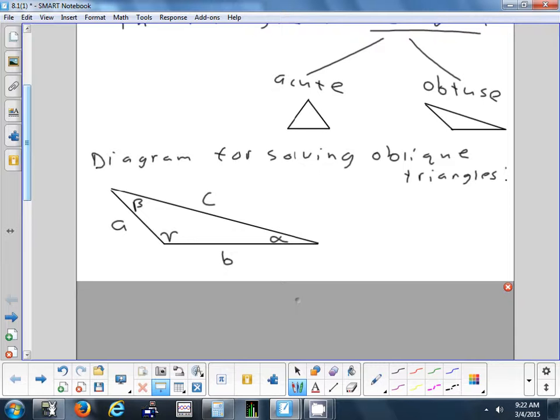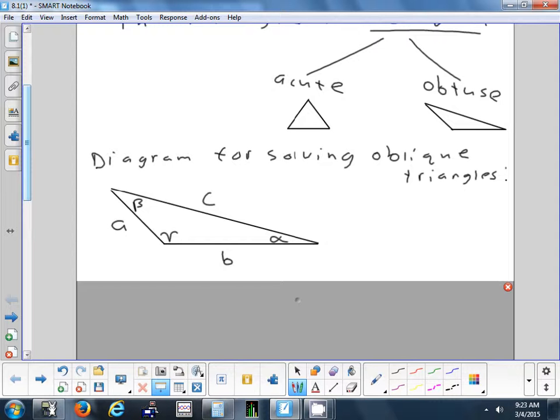So A is still across from alpha, B is still across from beta, and C is now going to be across from... bird. No, it's not really bird. Anybody know what letter that is? Gamma. Again, we never named it before. We just always said the right angle. Now we need to name it.